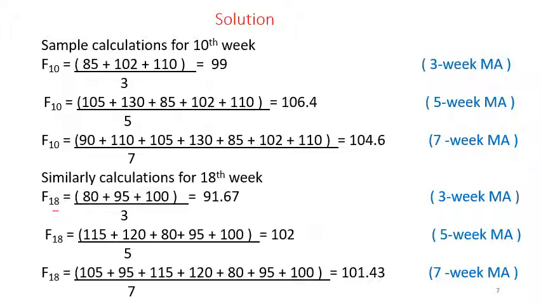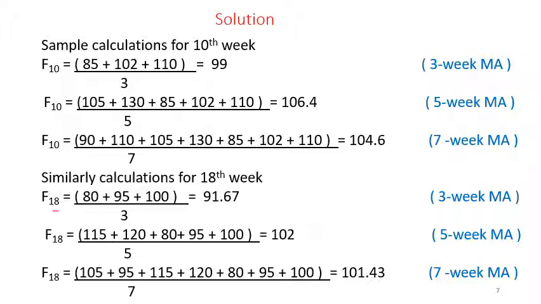Please remember here, if I have to find out for the 18th week, this will be the value of the 17th week, 16th week and 15th week. So 80 plus 95 plus 100 divided by 3. If I have to find out a 5-week moving average for the 18th week, this will be 17th week, 16th, 15th, 14th and 13th. Now similarly, if it is a 7-week, this will be 17, 16, 15, 14, 13, 12 and 11. So that is how you calculate the values.